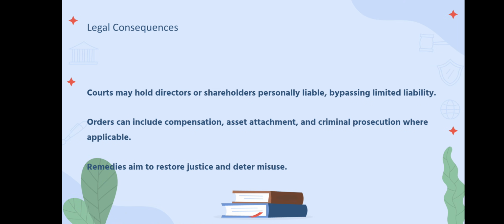Then the legal consequences when the veil is lifted. For example, if a person creates a fake company to cheat investors, the following consequences are legally faced. First one is directors or shareholders may become personally liable. Then the next one is assets may be attached. And another one is compensation or punishment may be imposed. For example, a director cheats investors of rupees 50 lakhs. The court may order him to repay the money personally.